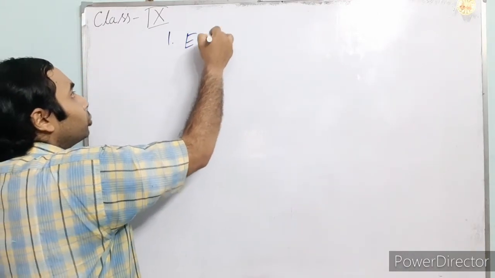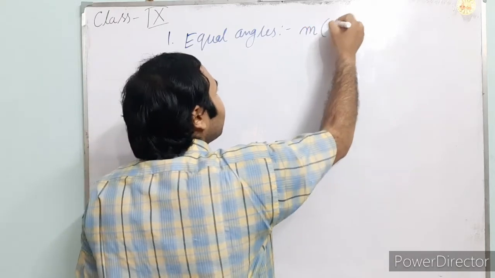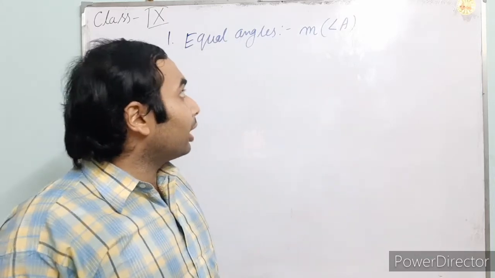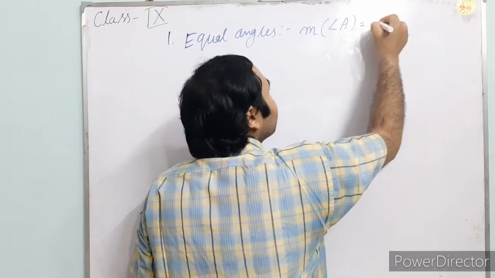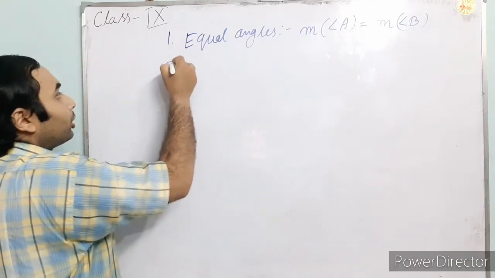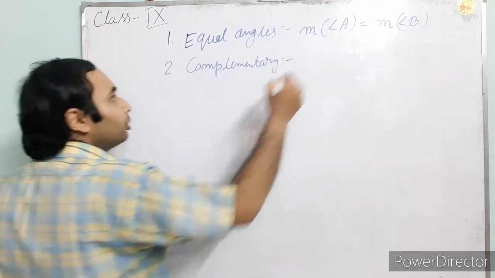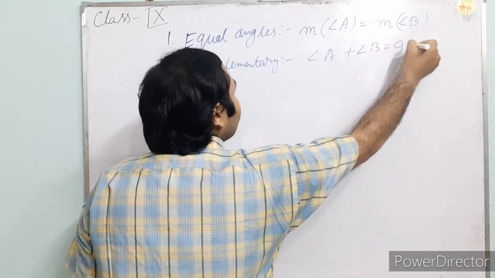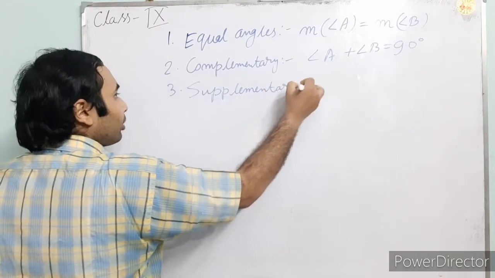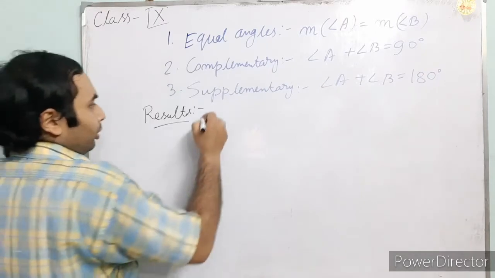Number 1, equal angles. Equal angles means the value of the angles will be equal. If M means the measure of the angle, actually for an angle, "value" is not a valid term. Measure of angle A equals measure of angle B, then angle A and angle B are equal. Number 2, complementary. Complementary angles, you know, angle A plus angle B will be 90 degrees. Number 3, supplementary. Angle A plus angle B equals 180 degrees.